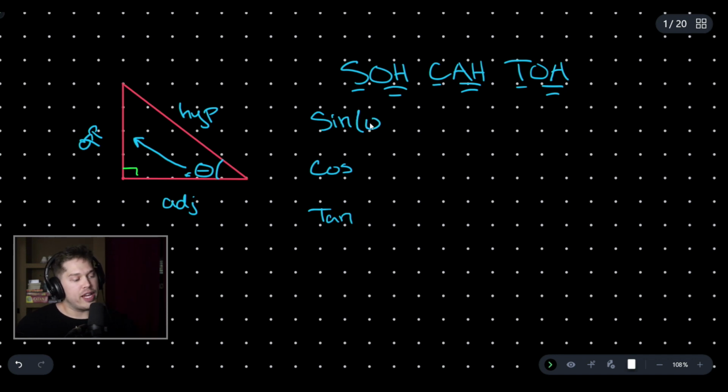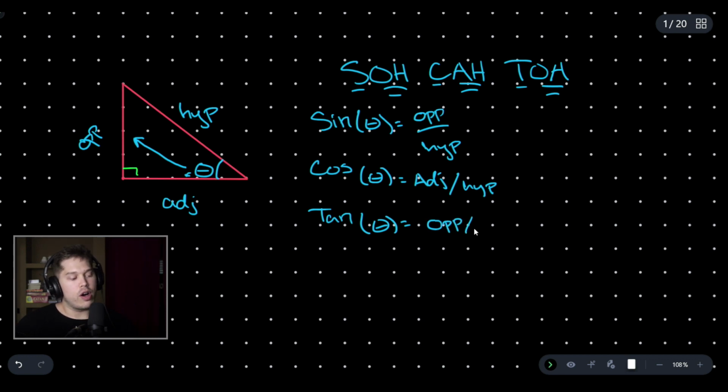So sine of theta is going to equal our opposite side over our hypotenuse. The cosine of theta is going to equal our adjacent side over our hypotenuse. And our tangent of theta is going to equal our opposite side over our adjacent side.